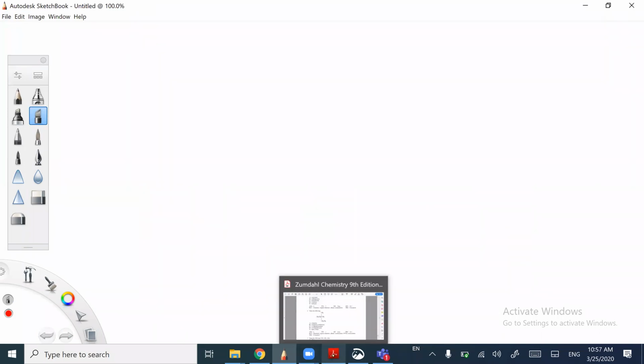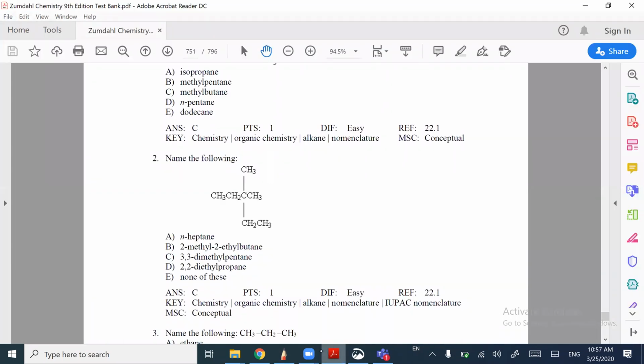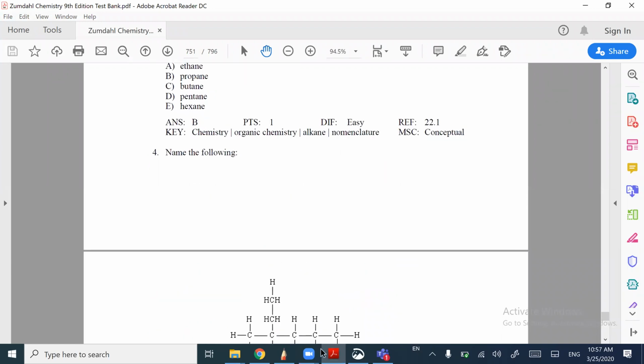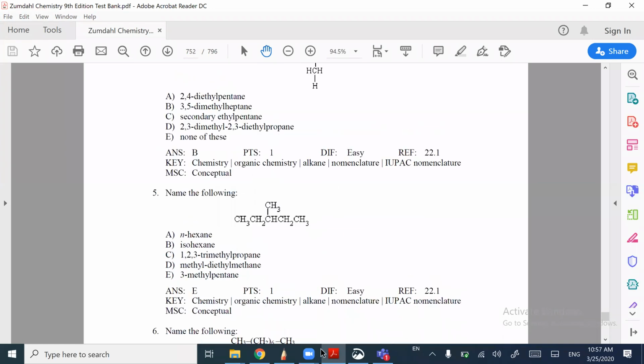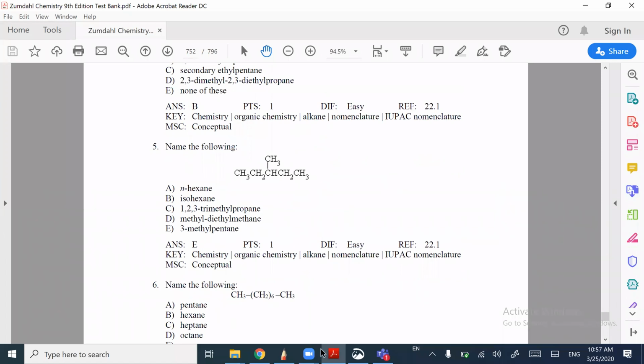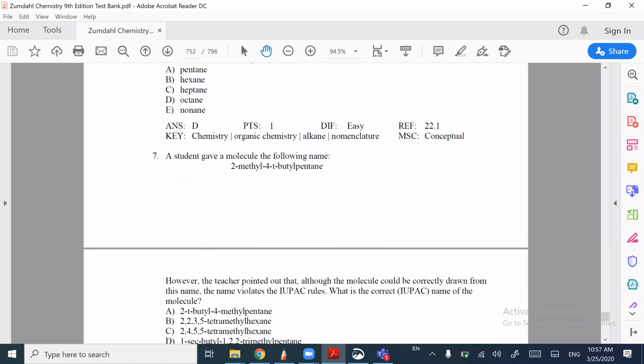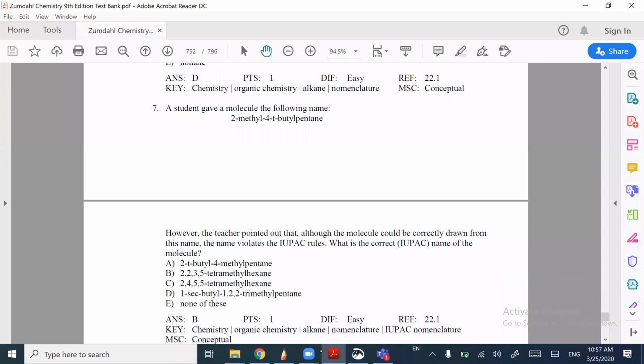Let's look at an example from the test bank. This is an example of a compound that is incorrectly named, example number 7.